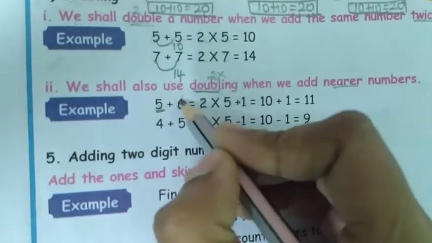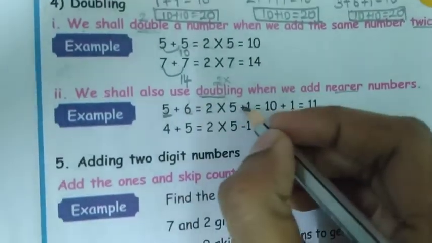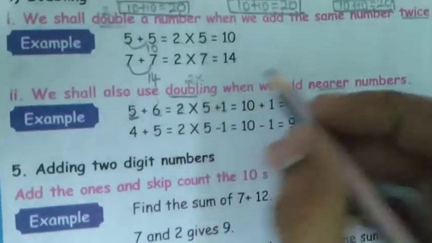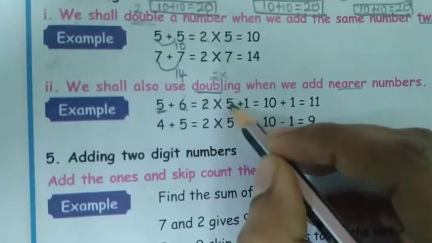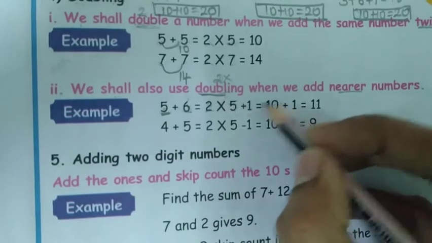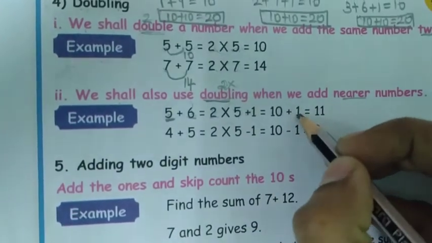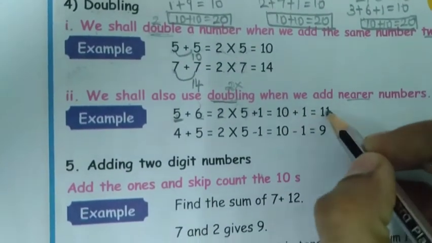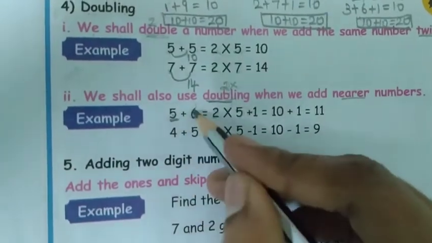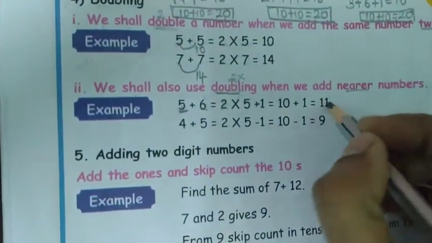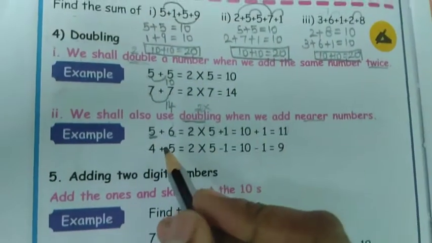6 is the after number of 5, isn't it? So I am putting plus 1. And then 2 5s are 10. So 10 plus 1 I am putting here. So 10 plus 1 is 11. So 5 plus 6 also what? 11. 11 is the answer. Understood? Same like that.